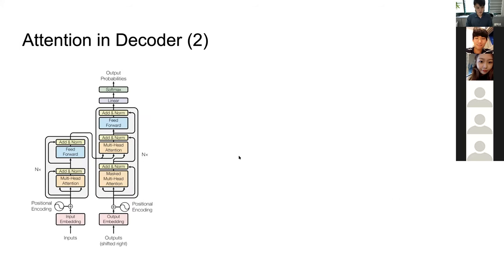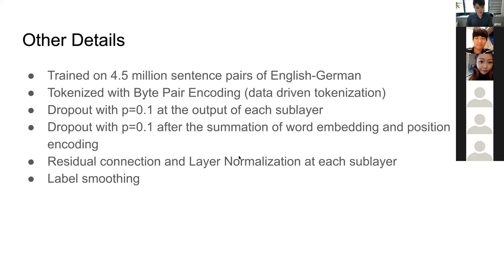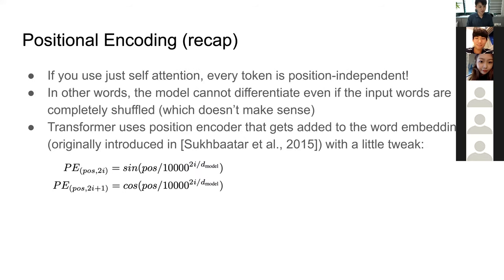All right, so I'll get back to your question right after our recap. Yeah, so the transformer uses a position encoder that gets added to the word embedding, so word embeddings become different. Originally introduced in Sukhbaatar et al. 2015 with a little tweak.